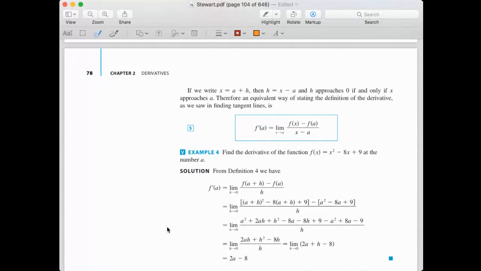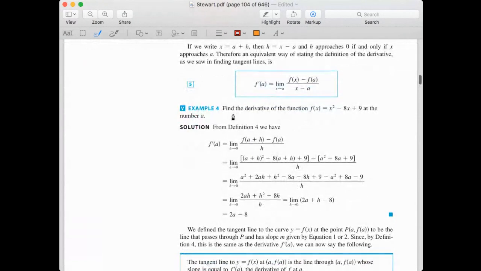Okay, now let's see example 4. We want to find the derivative of the function. This function is a polynomial function, a quadratic function, right? Polynomial of degree 2. We want the derivative at the number a. Okay, at any number basically. This a is representing any number. So let's use the definition. f prime of a equals the limit as h approaches 0 of f of a plus h minus f of a, divided by h, right? This is the definition given. Just use the definition.